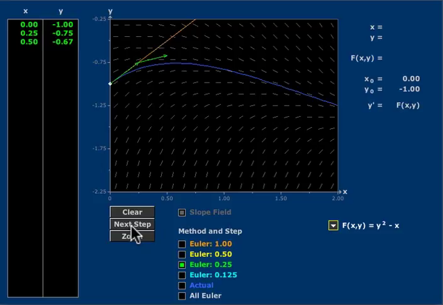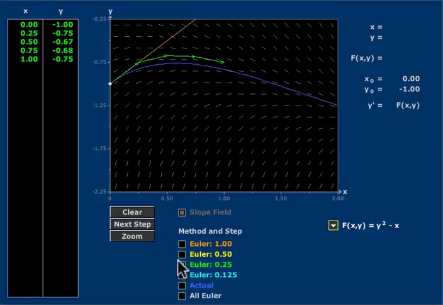By pressing Next Step, I can draw a line segment moving off with that slope. It produces a polygon, the Euler polygon, which will stay closer to the actual curve than the simple tangent line approximation did. I can continue this process by continuing to say Next Step. A table of values appears on the left, and we discover that the Euler approximation to y of 1 with step size 1/4 is minus 0.75, much better than the earlier value.